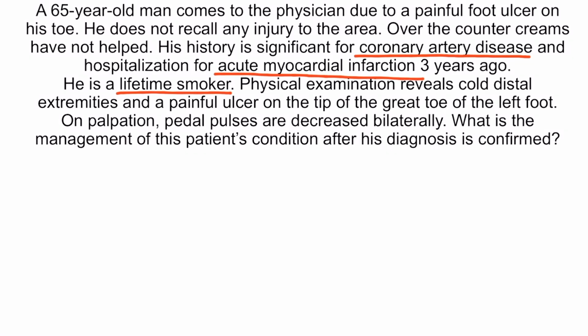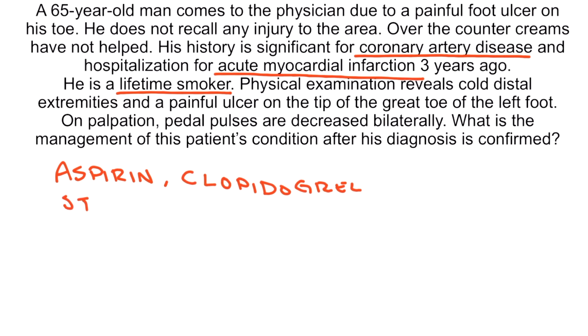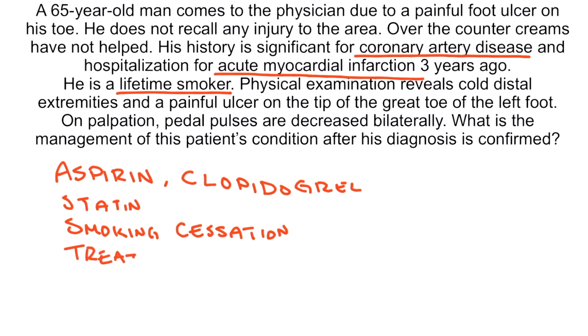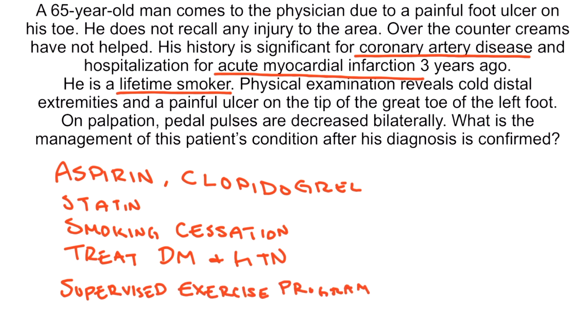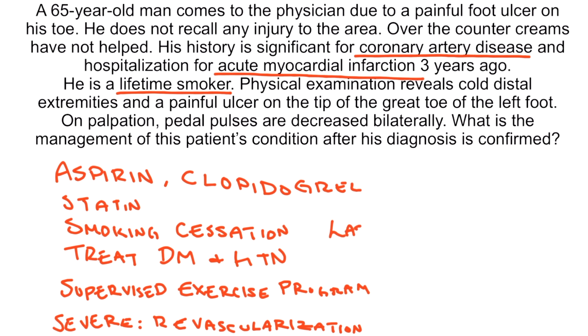Now, this includes putting patients on antiplatelet therapy, so aspirin and clopidogrel, lipid-lowering agents, such as a statin, as well as smoking cessation, and treatment of diabetes and hypertension, if those are present. Now, a supervised exercise program is also important. In severe cases, like we mentioned before, revascularization may be needed in order to restore blood flow to the limb. Now, if the damage is extensive and irreversible, amputation may be considered.